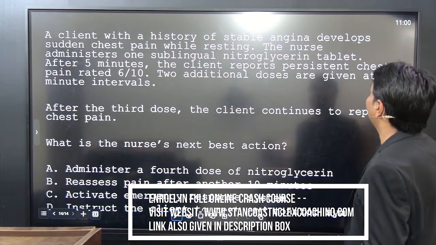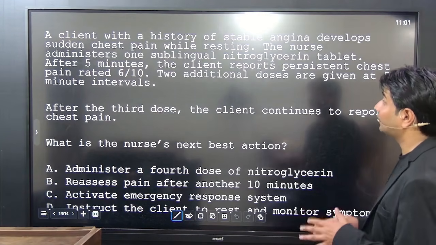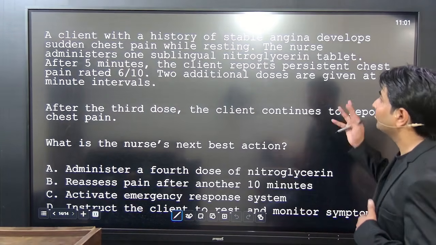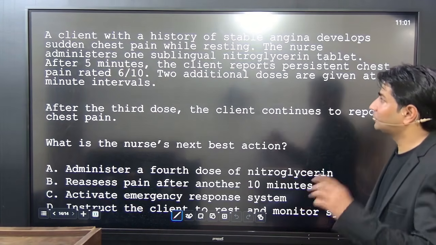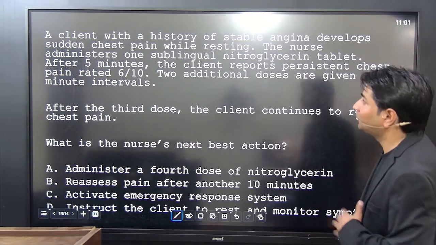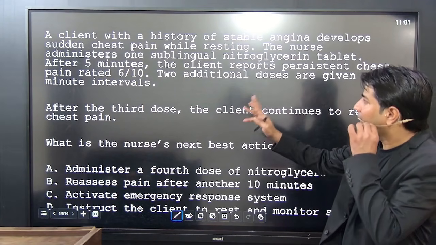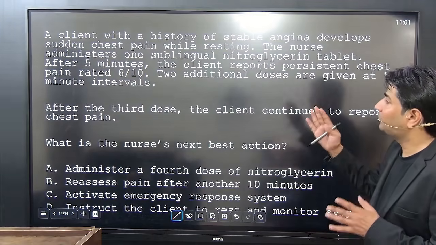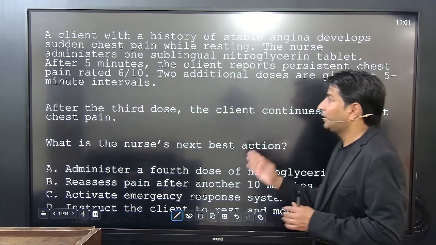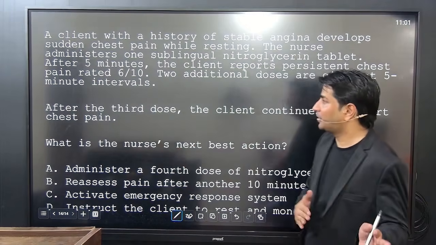A client with a history of stable angina developed sudden chest pain while resting, meaning when the patient was resting, they had sudden chest pain. The nurse administers 1 sublingual nitroglycerin tablet. This means she has given 1 sublingual nitroglycerin to the patient. After 5 minutes, the client reports persistent chest pain rated 6 by 10. 2 additional doses are given at 5-minute intervals. This means that so far we have given the patient a total of 3 nitroglycerin doses at 5-minute intervals.